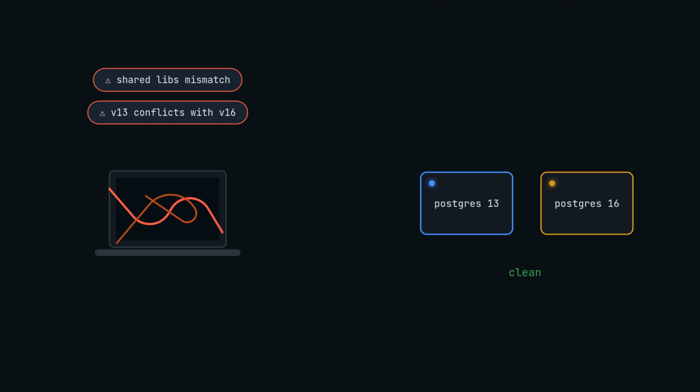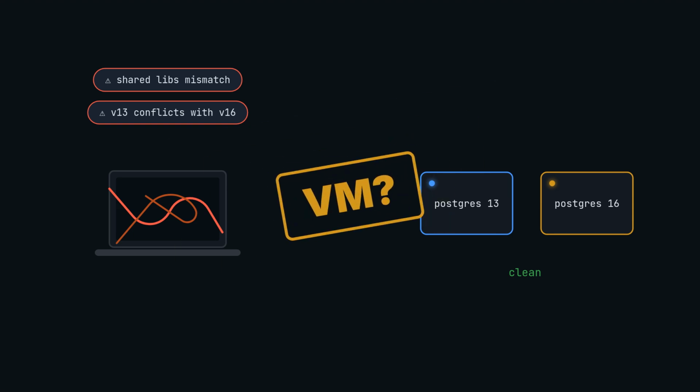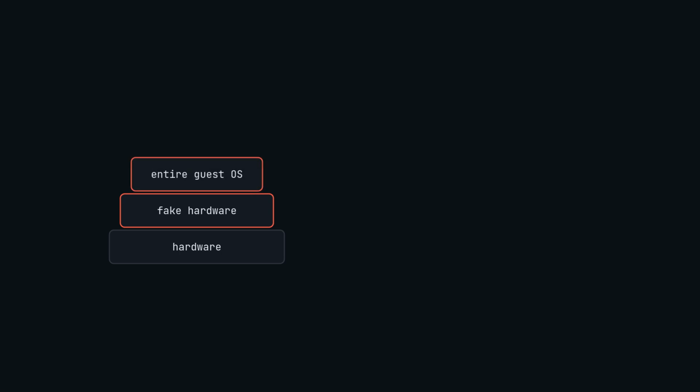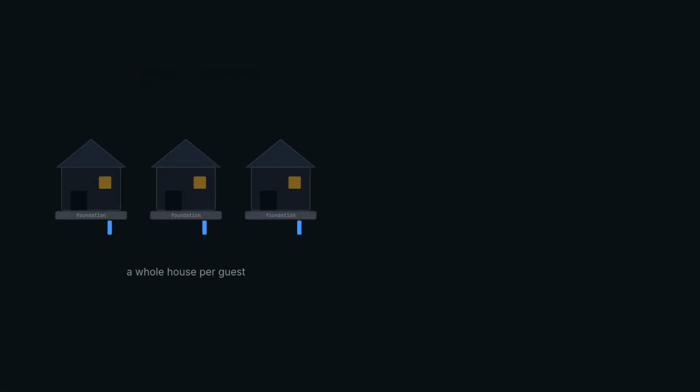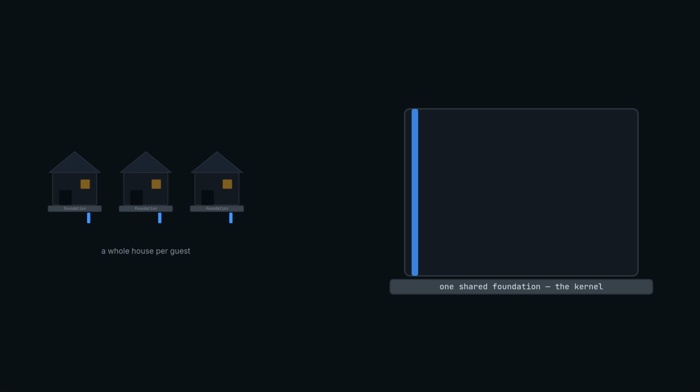But wait, isolated, machine-like thing? Isn't that just a virtual machine? No. And the difference is the whole trick. A virtual machine fakes an entire computer, then boots a full operating system inside it. Gigabytes of disk, minutes to start. It's building a separate house for every guest. Own foundation, own plumbing. A container skips all that.